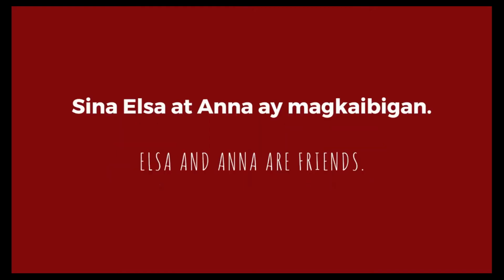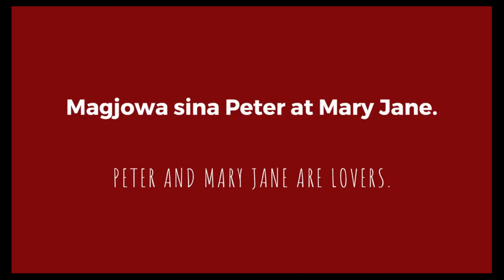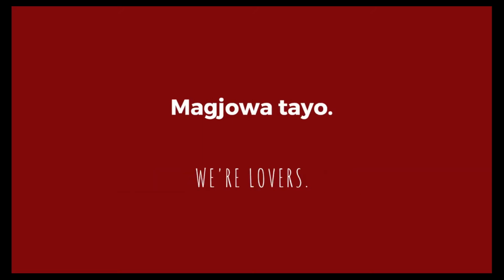So for example, sina Elsa at Ana ay magkaibigan. Elsa and Anna are friends. Another one, magkasintahan sina Peter at Mary Jane. Peter and Mary Jane are lovers. Magkasintahan. We have a slang that we usually say nowadays, and that is magjowa. It means lovers or in a romantic relationship. So you can also say to your girlfriend or your boyfriend that magjowa tayo. We are lovers.